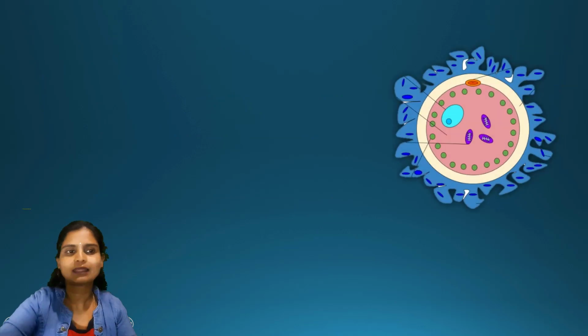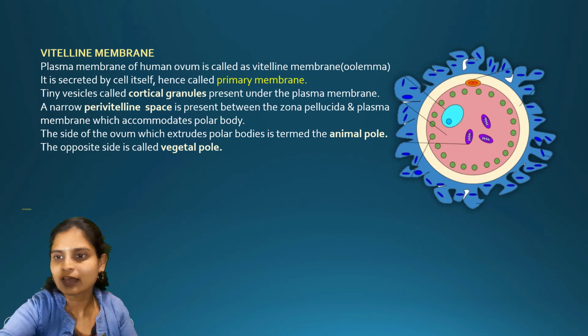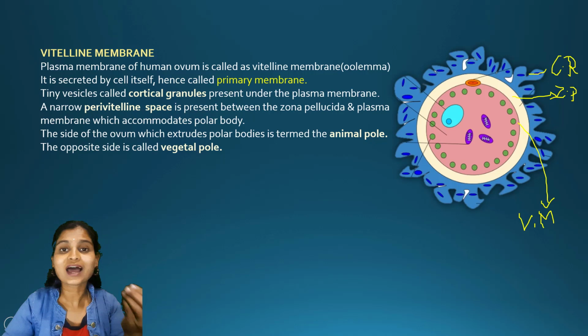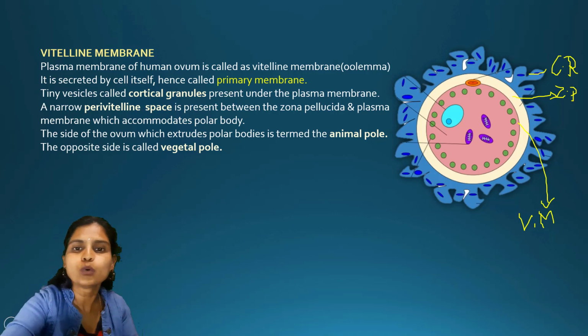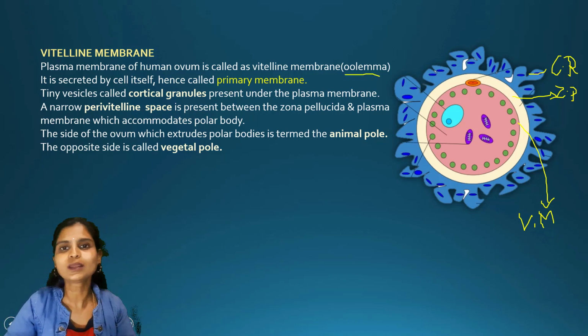So that is nothing but the vitelline membrane. We have already discussed corona radiata. Inner to that we have discussed zona pellucida, and inner to that is the vitelline membrane. Please remember, this plasma membrane is called the vitelline membrane, and it is also called oolemma.